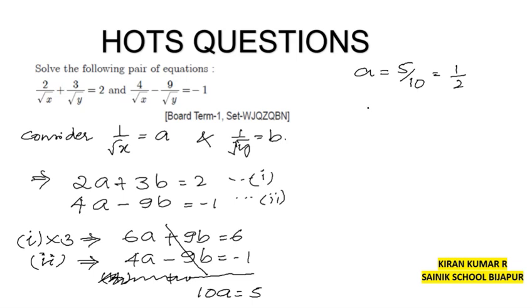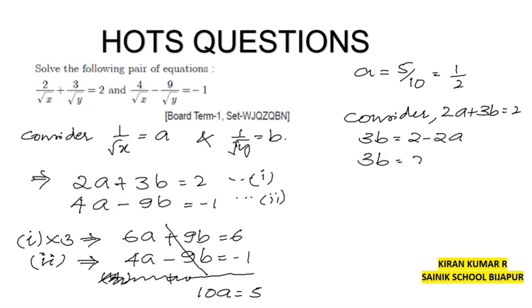What is this a? Let me find b also then. Let me consider 2a plus 3b equal to 2. So 3b will be equal to 2 minus 2a, which is 2 times 1 by 2. 2 will get cancelled. b value will get it as 1 by 3. Now, what is a? a was 1 by root x. So this is equal to 1 by 2.